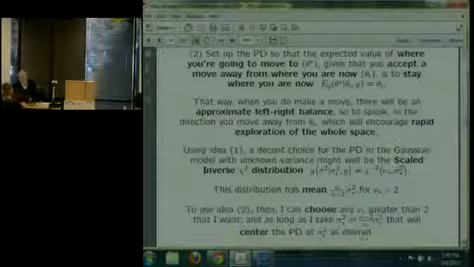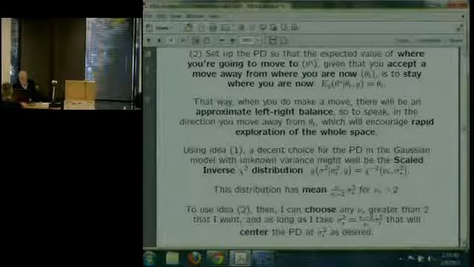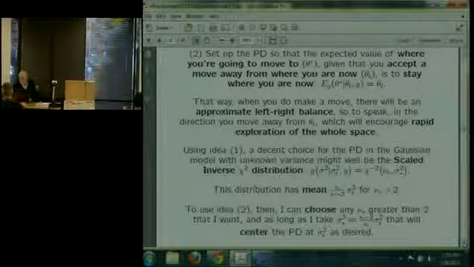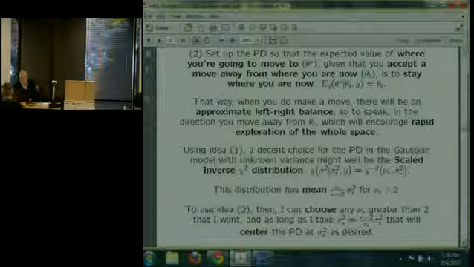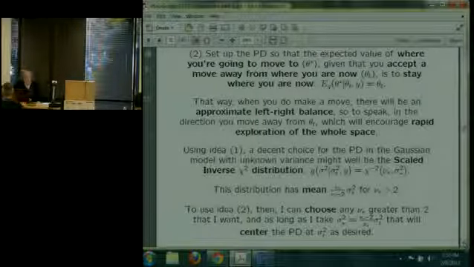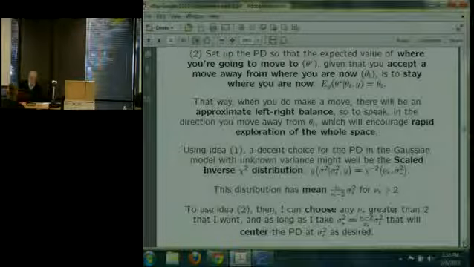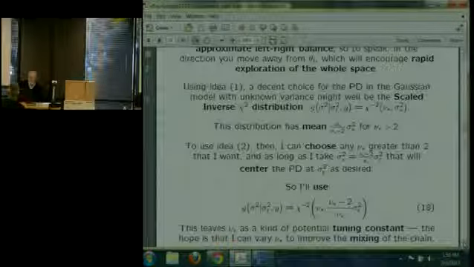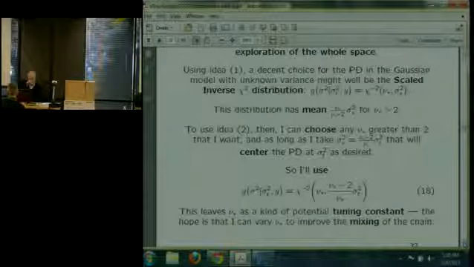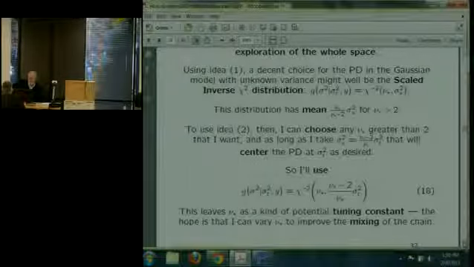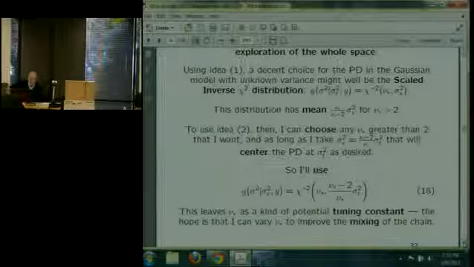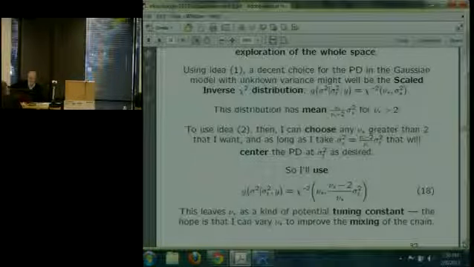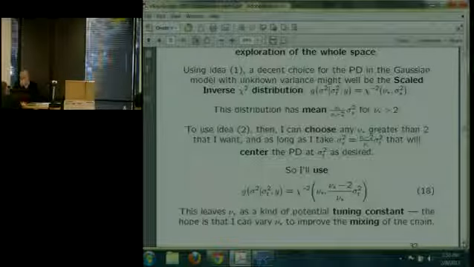And to use the second idea, then, I can choose any nu star greater than 2, and as long as I take sigma star squared to be equal to that mean for centered at where I am now, that will force the proposal distribution to be centered at where I am now. So that's a little equation that I can use to cut down on the range of possible specifications that I might use. And so I'm going to use this member of the scale inverse chi-square family with nu star degrees of freedom, and that as its current estimate of the variance parameter, nu star minus 2 over nu star times sigma squared t. And that leaves this number nu star as a kind of tuning constant.